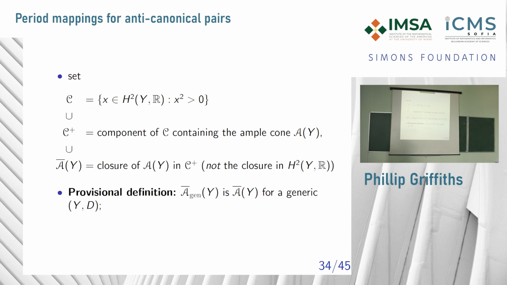So those of you who've looked at Mori theory, the cone theorem and things like that, that's what's going on here: the arguments are related to the cone theorem in the minimal model program. So you take this closure, and the provisional definition then is that you take this closure for a generic pair. Okay? So you take out a countable union of proper subvarieties, and you take this thing here. That's the provisional definition of the closure of the ample cone.